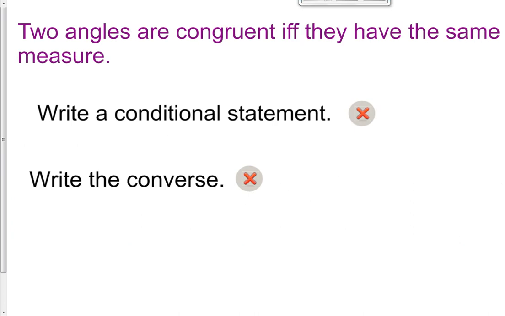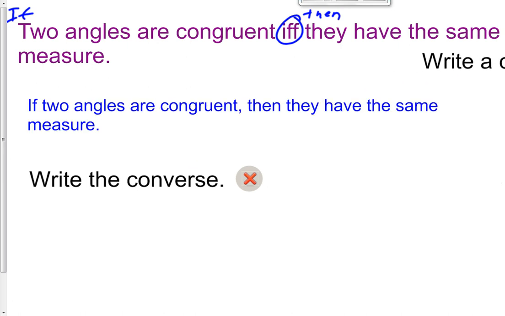Why don't you guys pause the video, try doing this one on your own, okay? Use this biconditional to write a conditional statement and a converse. Please pause the video and try that on your own. Alright, here's what you should have got. This IFF means if and only if. So you're going to take that out because conditional statements don't have if and only if. They have if at the beginning and then they have a then in the middle of the statement. So if two angles are congruent, comma, then they have the same measure. That is the conditional statement.